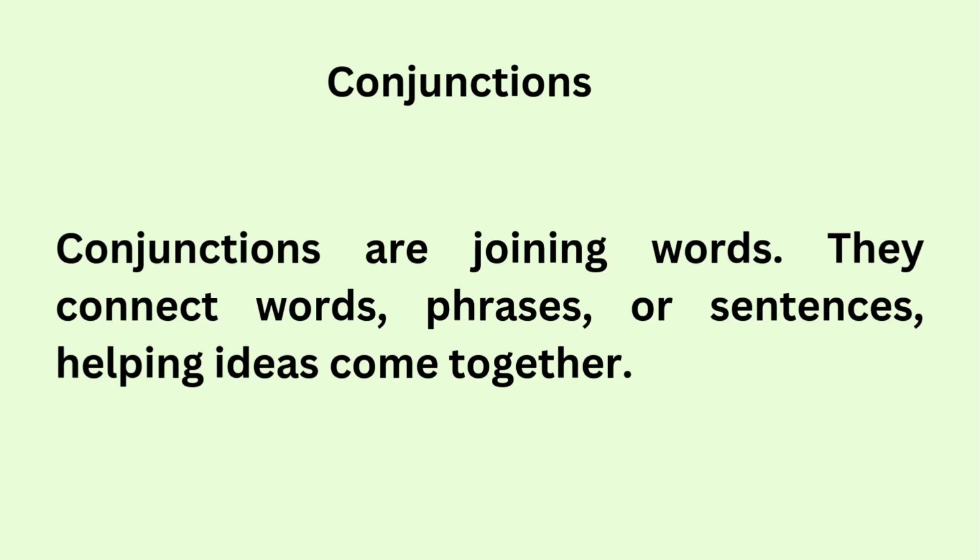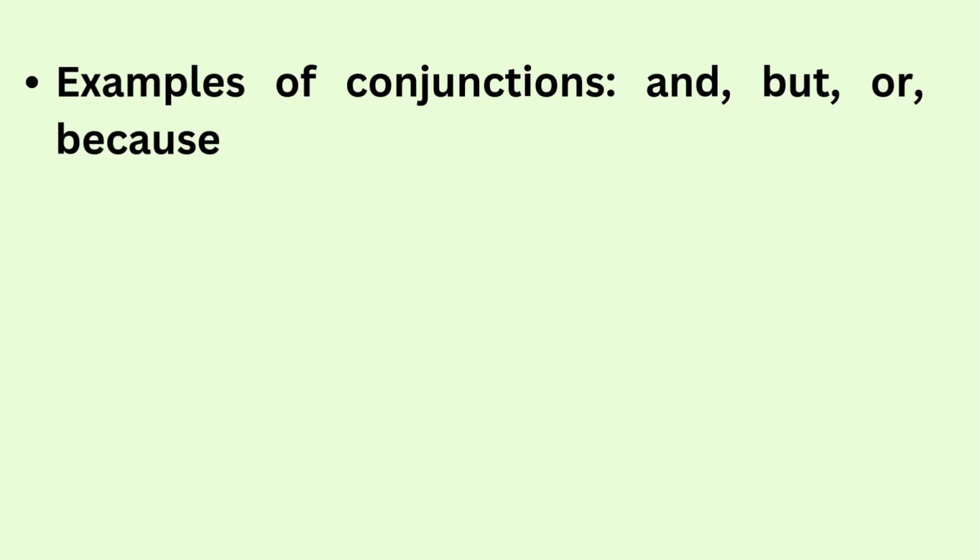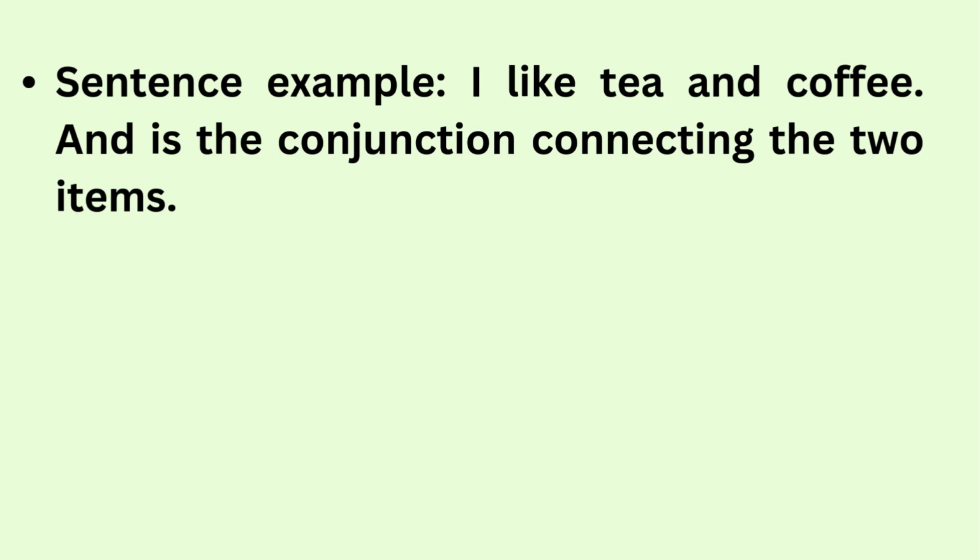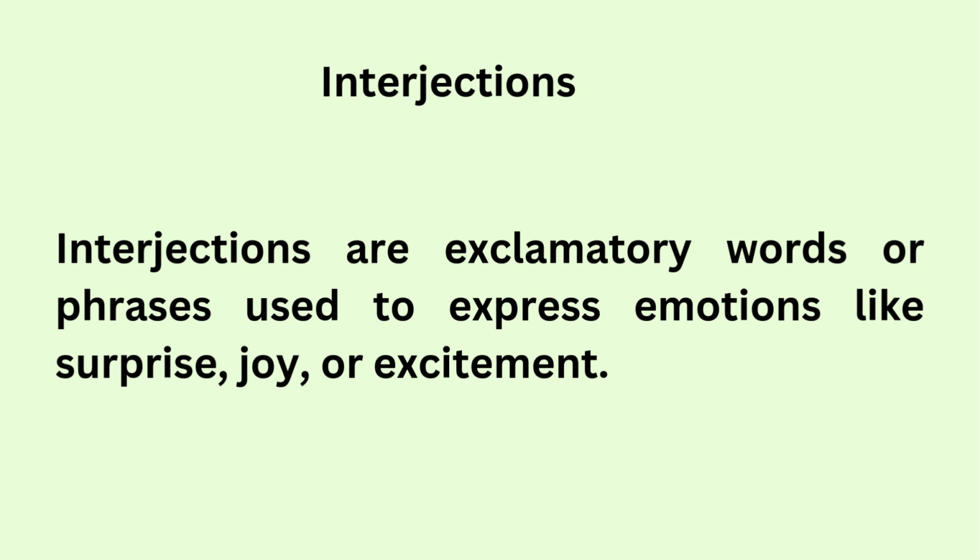Conjunctions. Conjunctions are joining words. They connect words, phrases, or sentences, helping ideas come together. Examples of conjunctions: and, but, or, because. Sentence example: I like tea and coffee. "And" is the conjunction connecting the two items.